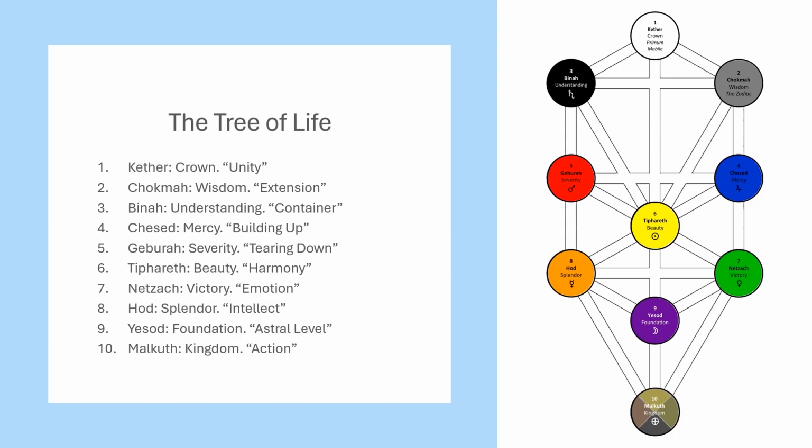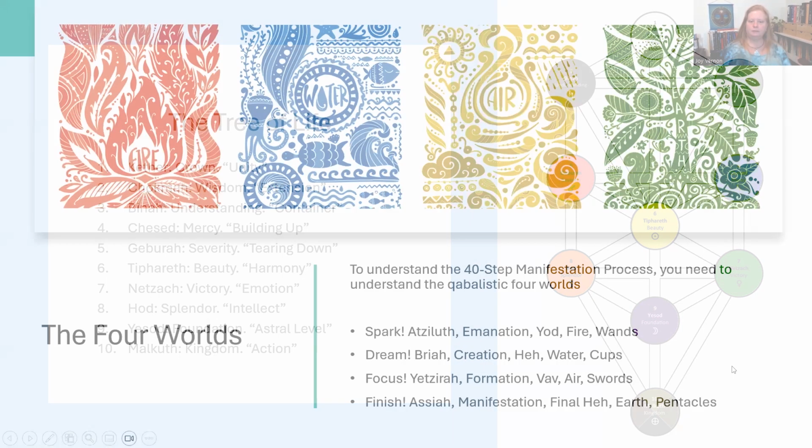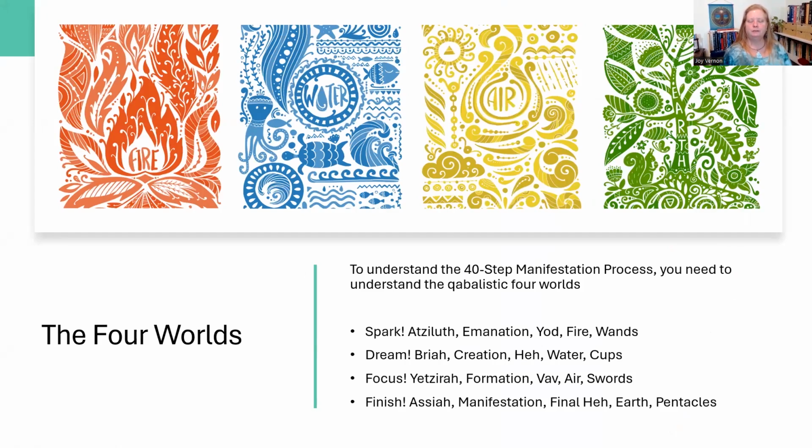And just the idea, if you think of how thoughts become reality, they become reality through shifting the energy. And that's what Yesod is all about. It's the astral level. And then Malkut is the kingdom or the world of manifestation. It is action.